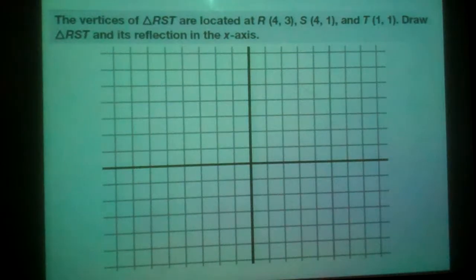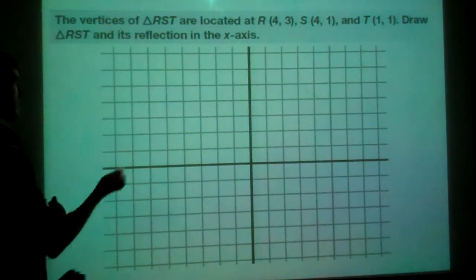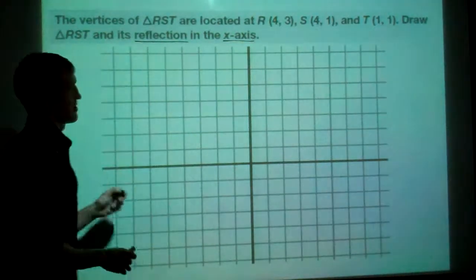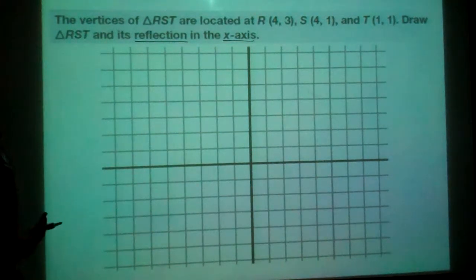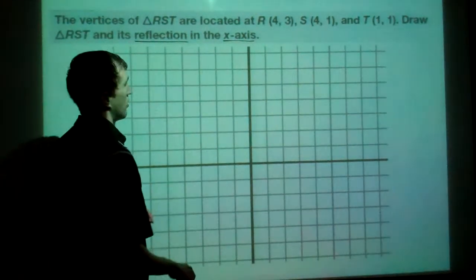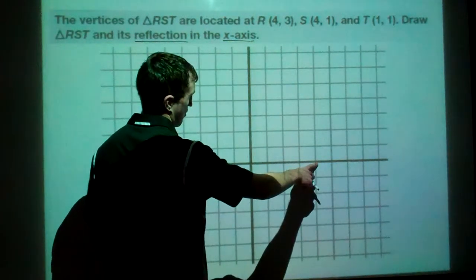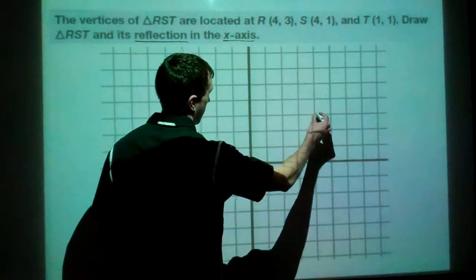Okay, so let's take a look at this here. The vertices of a triangle RST are located at (4, 3), (4, 1), and (1, 1). Draw triangle RST and its reflection in the x-axis. So we're reflecting it across the x-axis. First thing we always want to do with these transformation problems is graph whatever they give us. So we want to graph our triangle. R is at (4, 3), that's over 4: 1, 2, 3, 4, up 3: 1, 2, 3. This is R.